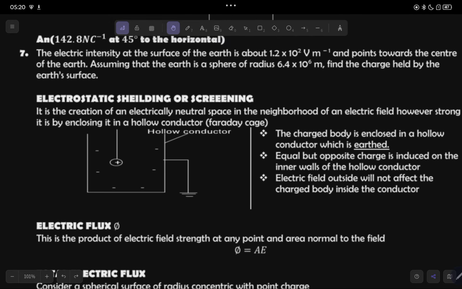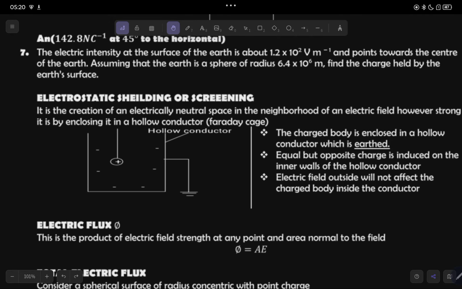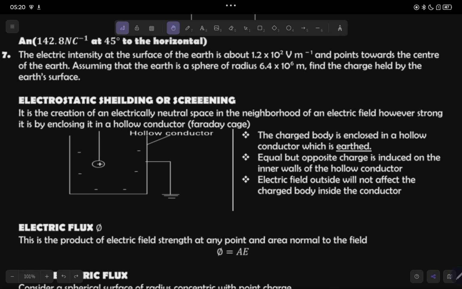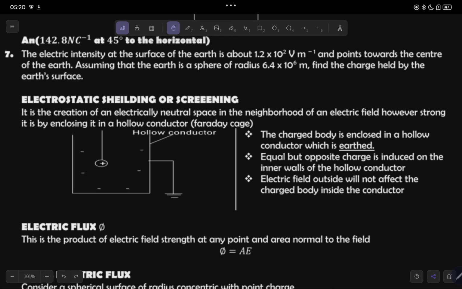Let's also talk briefly about electrostatic shielding or screening. Screening or shielding is an application of an electrically neutral space in the neighborhood of an electric field, however strong the external field is. So we want to create a safe space, a small region where there is electrical neutrality. In other words, there is no electric activity taking place. The resultant electric field intensity at any point inside that area is zero. Even if it is in a very strong electric field, you can create it by electrostatic screening or shielding.